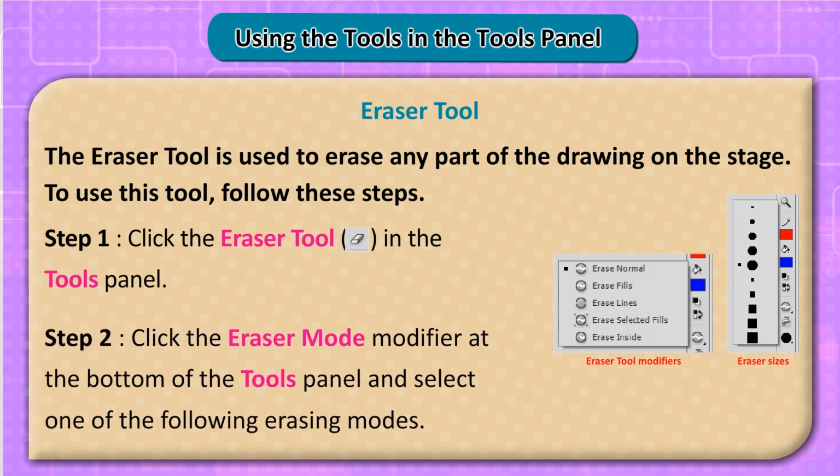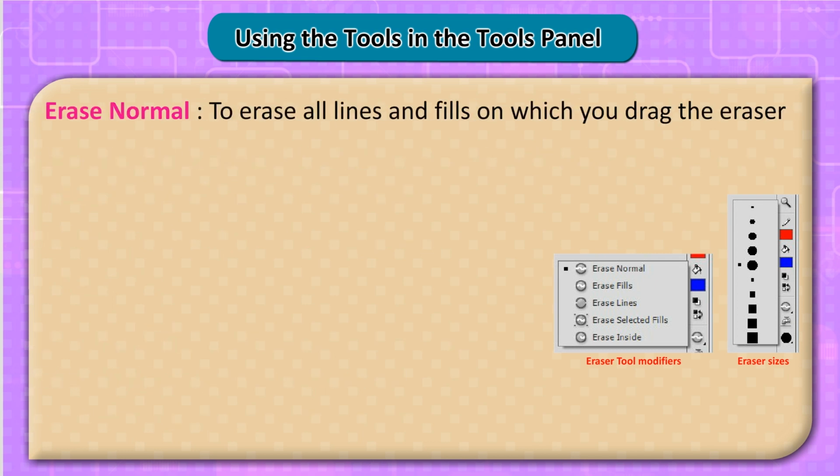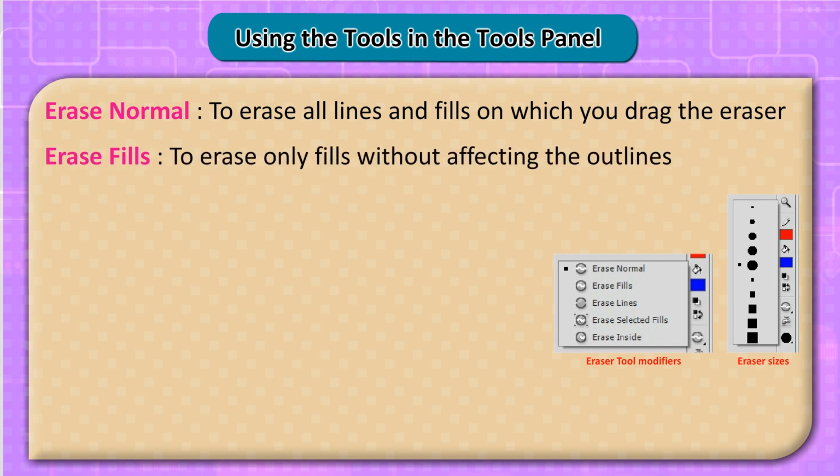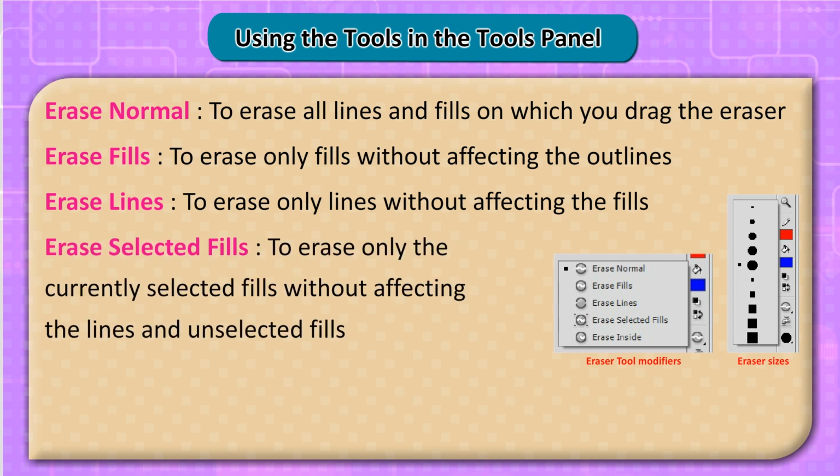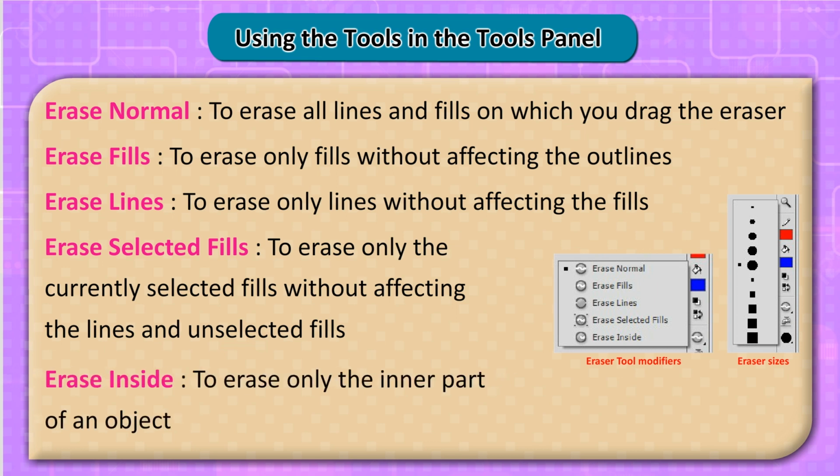Step 2. Click the Eraser Mode modifier at the bottom of the Tools panel and select one of the following erasing modes. Erase Normal, to erase all lines and fills on which you drag the eraser. Erase Fills, to erase only fills without affecting the outlines. Erase Lines, to erase only lines without affecting the fills. Erase Selected Fills, to erase only the currently selected fills without affecting the lines and unselected fills. Erase Inside, to erase only the inner part of an object.